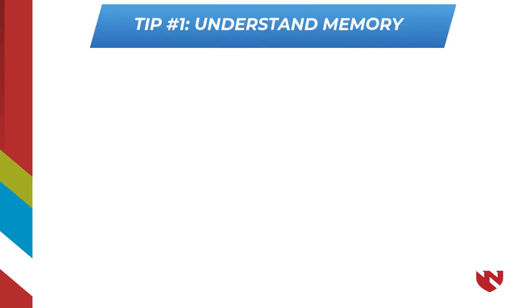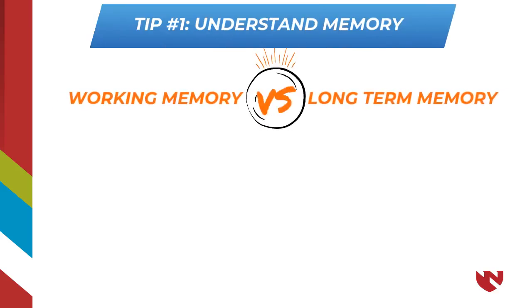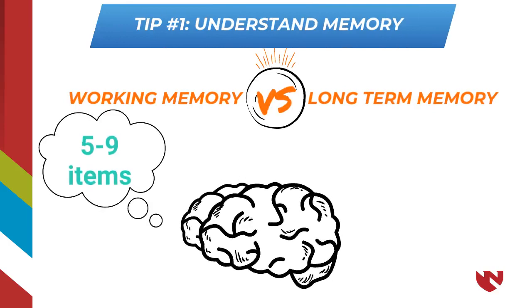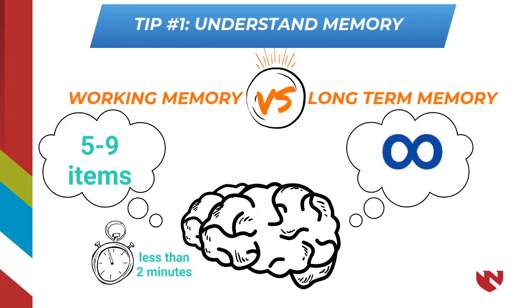Tip 1 is to understand memory. Generally speaking, we have two types of memory. Working memory is a part of short-term memory. We can hold between 5 and 9 new items in working memory, and it usually stays with us less than 2 minutes. Long-term memory is limitless, and it can stay with us indefinitely.